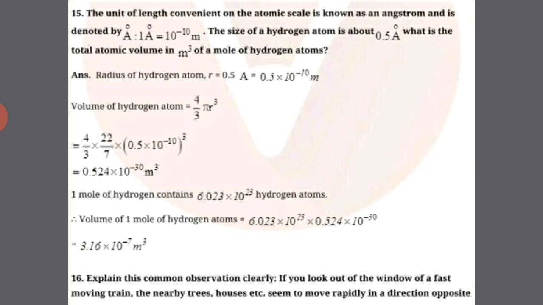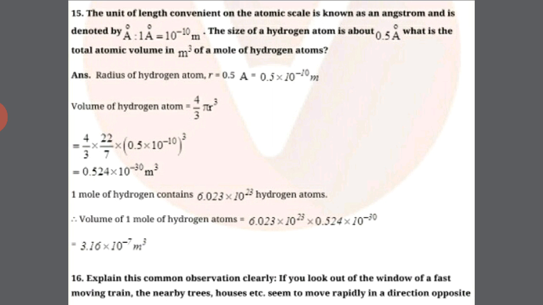The unit of length convenient on the atomic scale is known as an angstrom and is denoted by a circle. 1 angstrom is equal to 10 to the power minus 10 meter. The size of a hydrogen atom is about 0.5 angstrom. What is the total atomic volume in meter cube of a mole of hydrogen atoms?